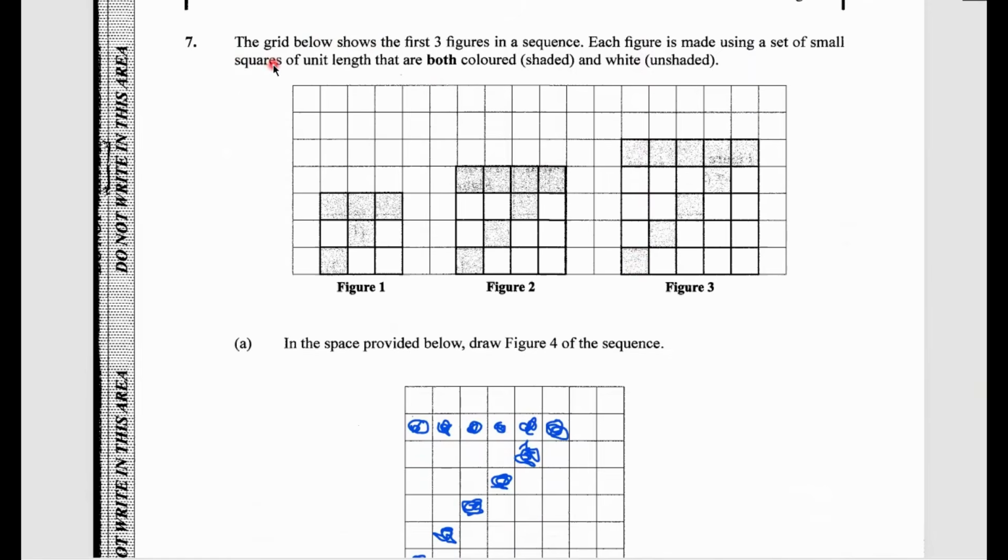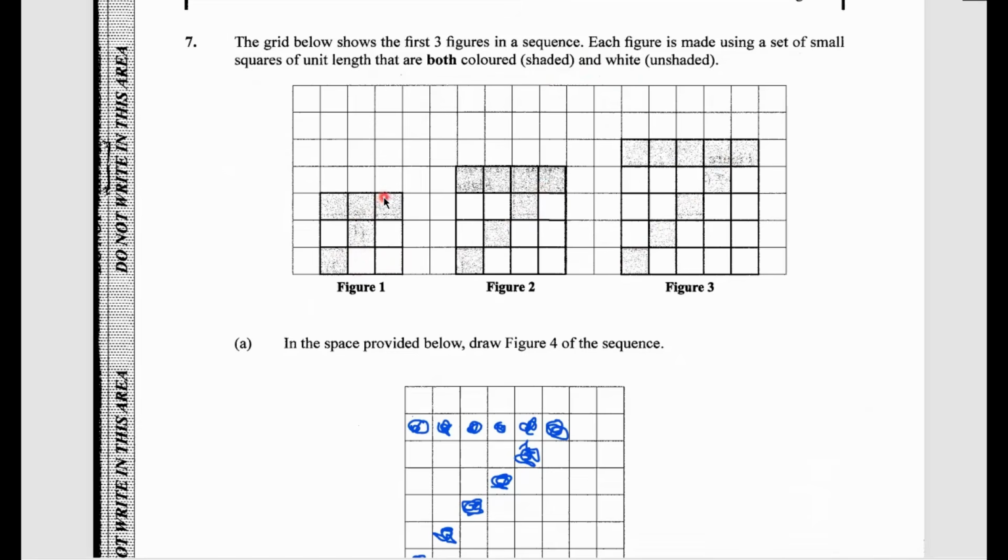Number 7, done with 6. The grid below shows 3 figures in a sequence. Each figure is made using a set of small squares of unit length that are both colored and white. So you can see it. Simple enough pattern.